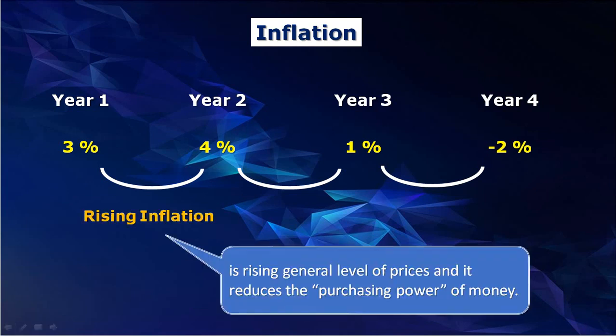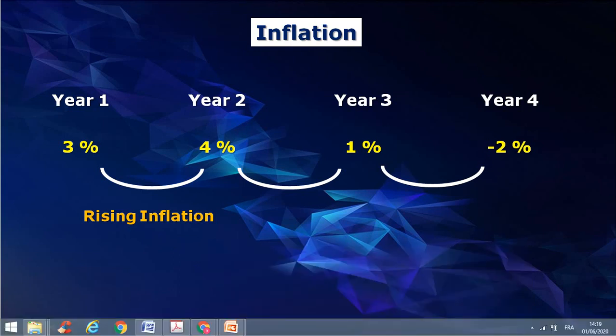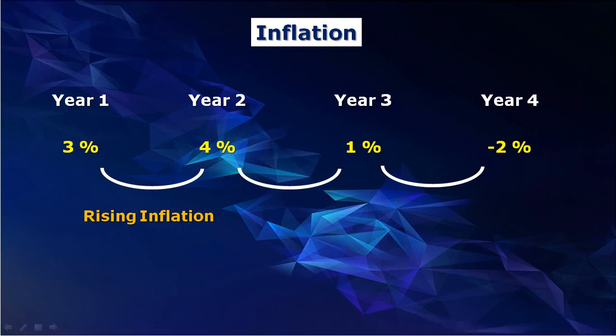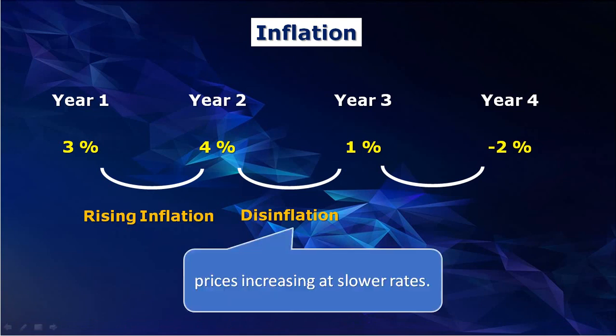Rising inflation is a rise in the general level of prices and reduces the purchasing power of money. We see in year 3 inflation which is still positive, 1%, but that rate is lower than the year before, year 2. We call this disinflation. Disinflation is a fall in the rate of inflation, for example from 5% to 1%. Prices are still rising, but at a slower rate.